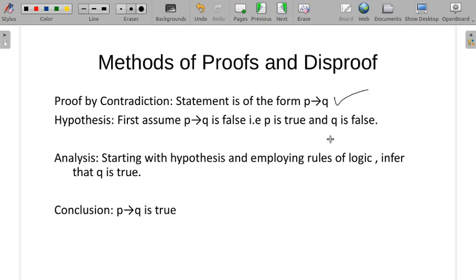That means we are contradicting our basic assumption that Q is false. So if Q is true, then P, which we have assumed to be true, P conditional Q will be true. So why is it called proof by contradiction? We start with P conditional Q is false, then we prove that P conditional Q is true. That's why whatever assumption we had made earlier, we are contradicting that one.